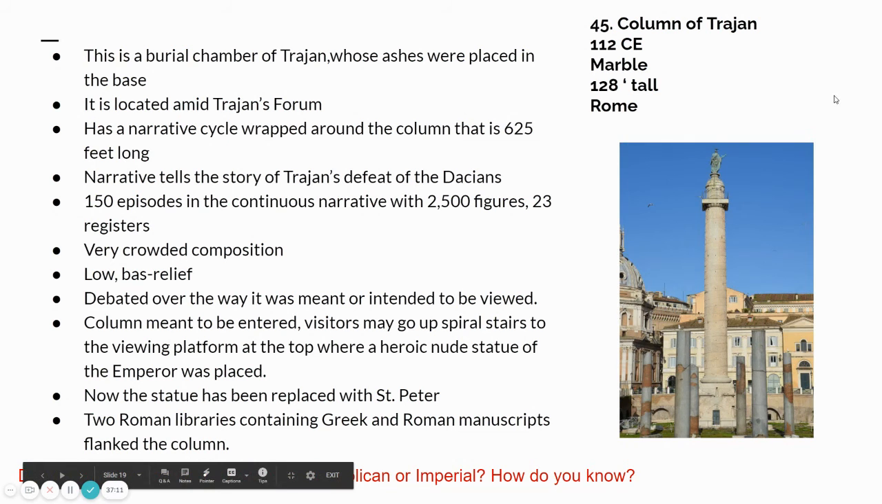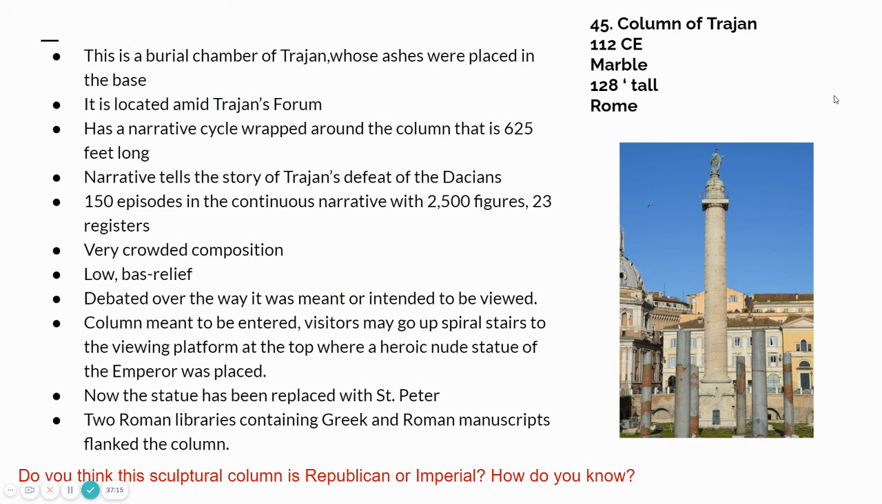So when we return and we review our sculpture portion, I want you to be able to try to tell me about this Trajan column. When we look closely at the bas relief carvings, how would you classify Trajan's column? Do you think that this sculpture column would be more Republic or Imperial? And then be prepared to defend your answer. How do you know, and what are the characteristics that tell you?